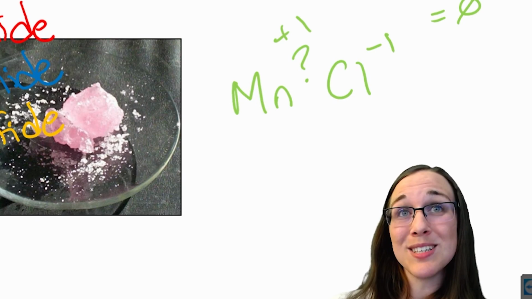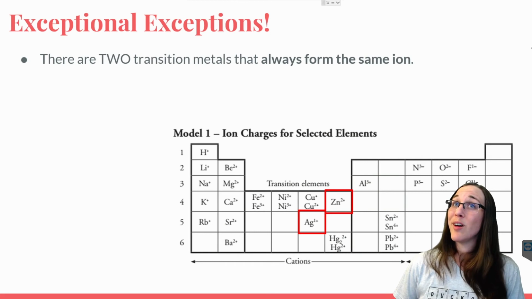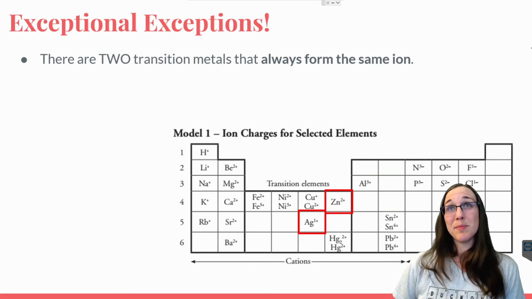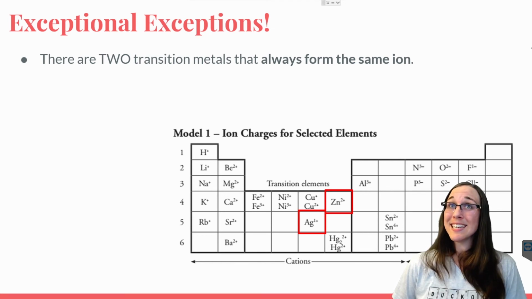So between these two, we know that manganese must have a +1 charge. I'll write that as a Roman numeral 1, and then write chlorine ending in "ide" for chloride. So out of all the transition metals, there always has to be an exception. There always has to be a problem child or two. So in this case, the two problem children happen to be zinc and silver.